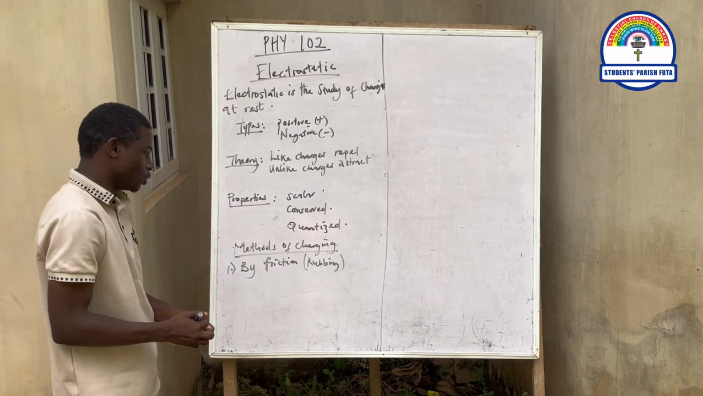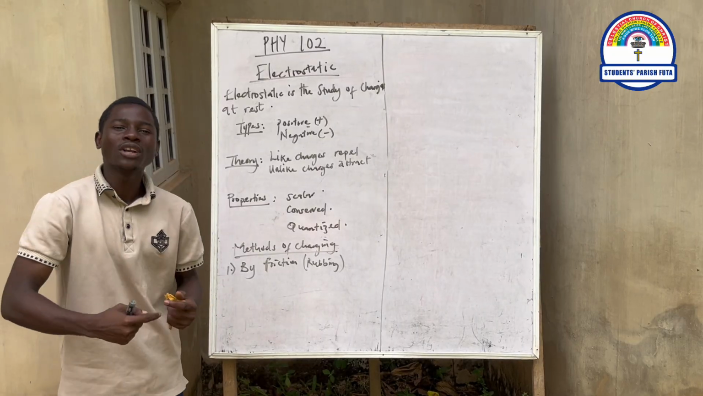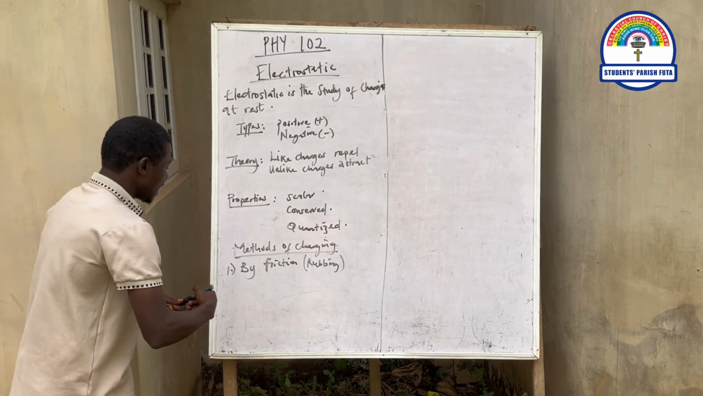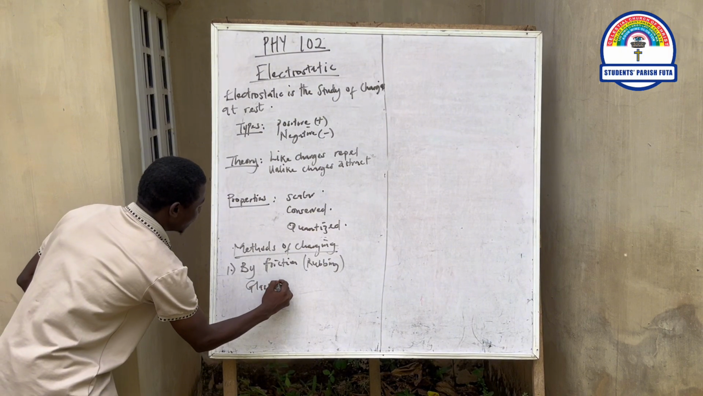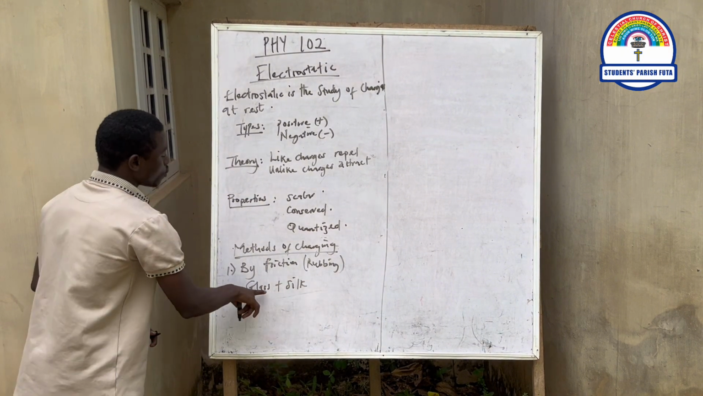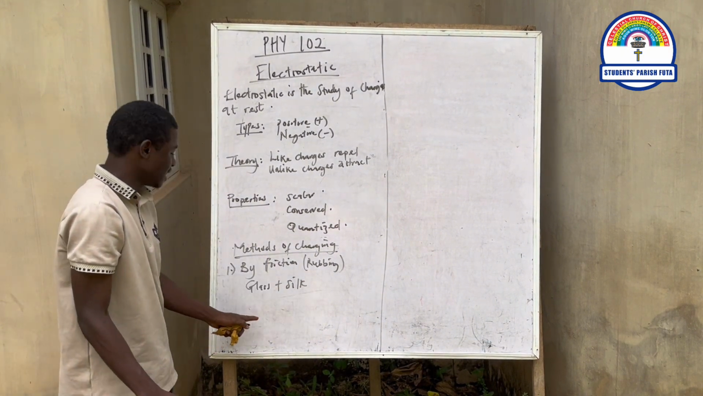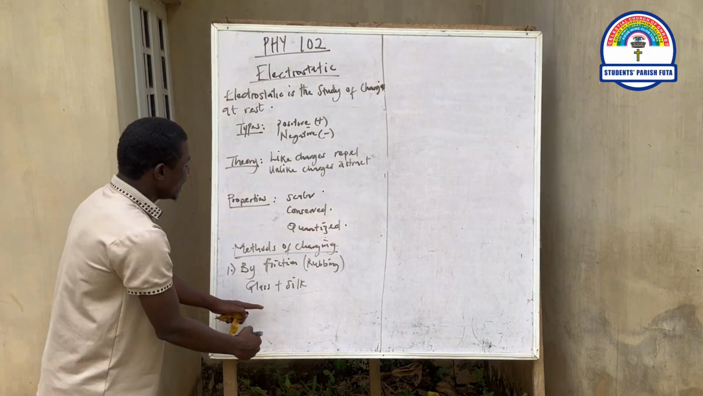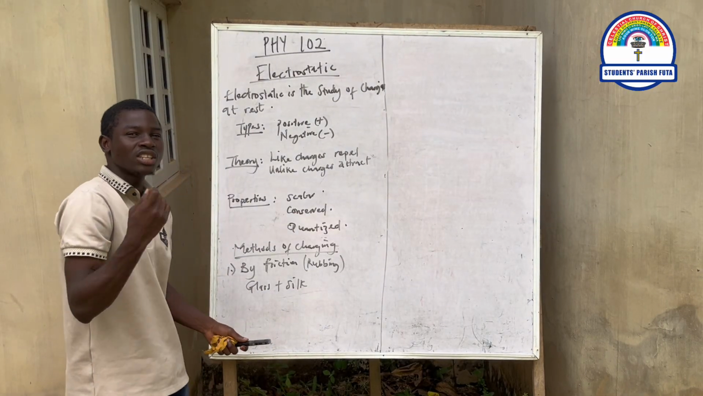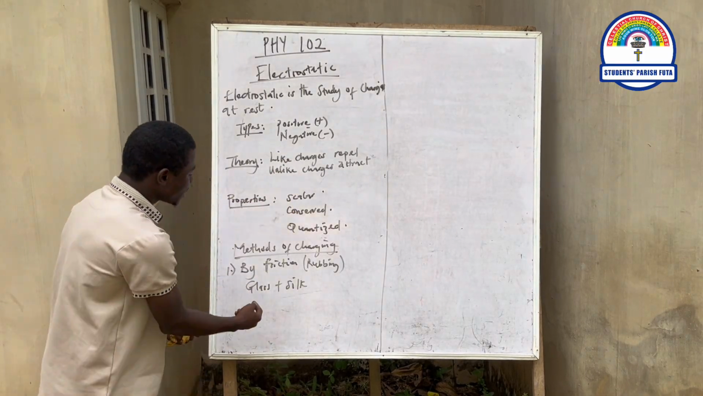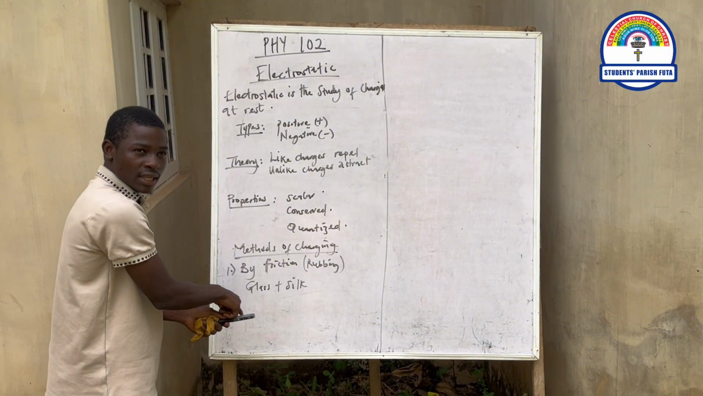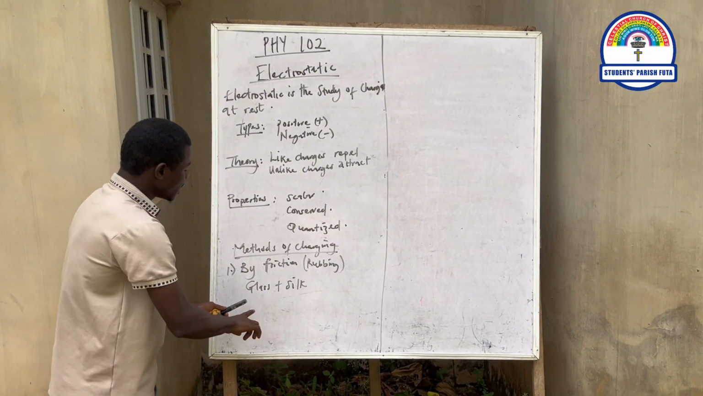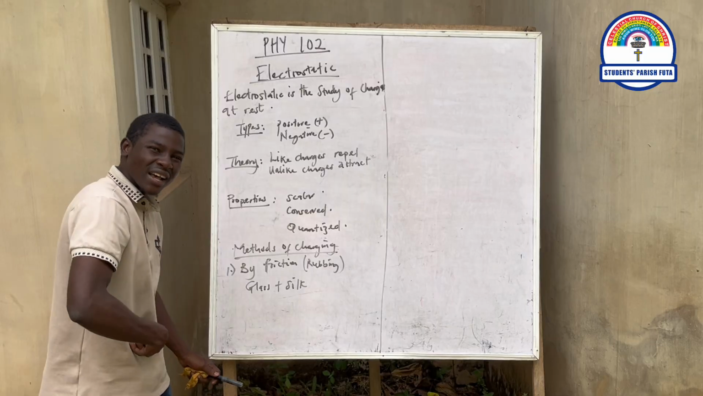In this method, you are rubbing two bodies against each other, then electrons are transferred from one body to the other. For instance, take a look at glass and silk. If you rub glass with silk, the glass transfers electrons to the silk. Electron is a negative charge, so it transfers negative charge out of the glass.